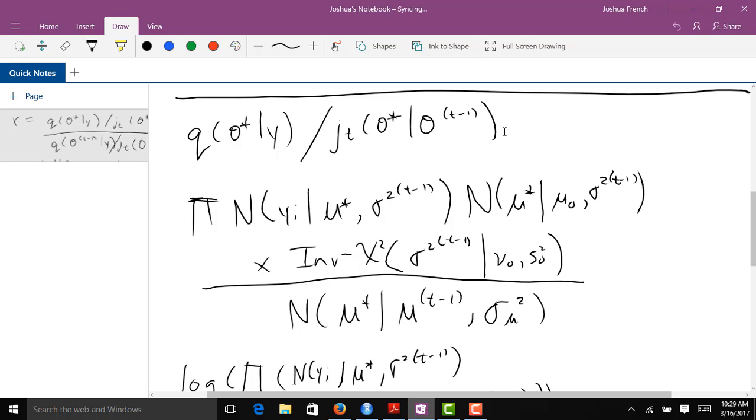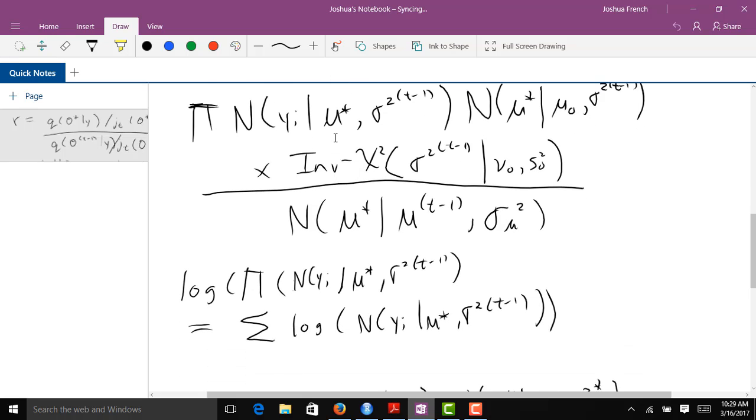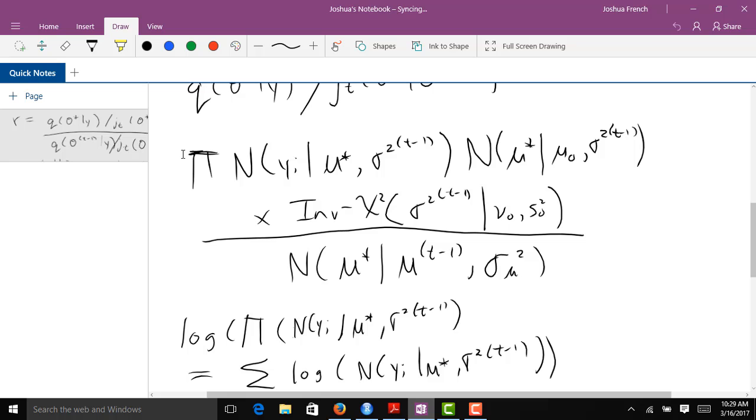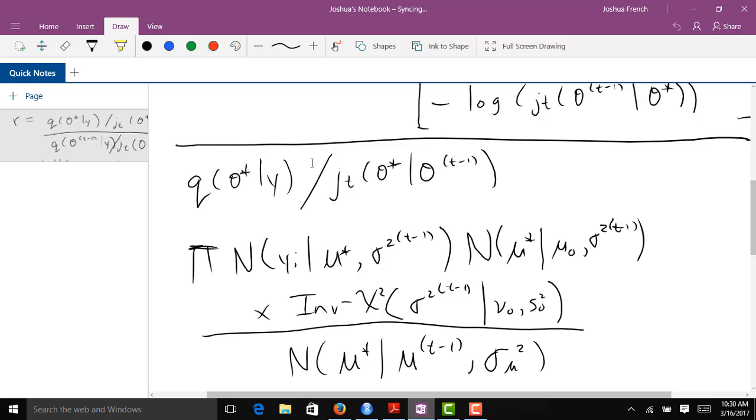And because we have two components in our component-wise Metropolis-Hastings algorithm, I'm going to do this twice. Once when the jump distribution is a normal, that's for the mu parameter, and once when the jump distribution is inverse chi-squared, and that's going to be for the sigma squared parameter. So in order to get more insight into computing this acceptance ratio, I'm actually going to write out in slightly more detail what the numerator of our acceptance ratio is going to be.